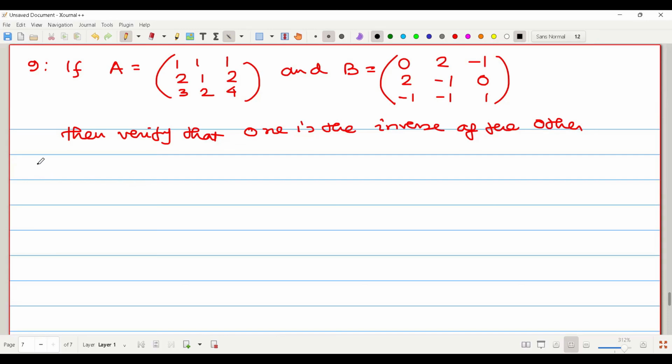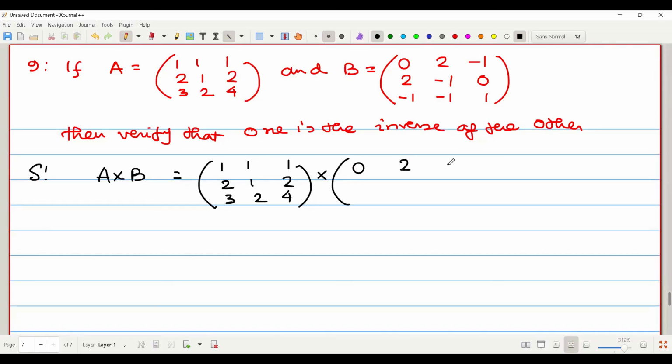But another way, if A and B are inverses of each other, that means A cross B must be equal to an identity matrix. So let's check. That is A cross B: [1, 1, 1; 2, 1, 2; 3, 2, 4] cross [0, 2, -1; 2, -1, 0; -1, -1, 1].